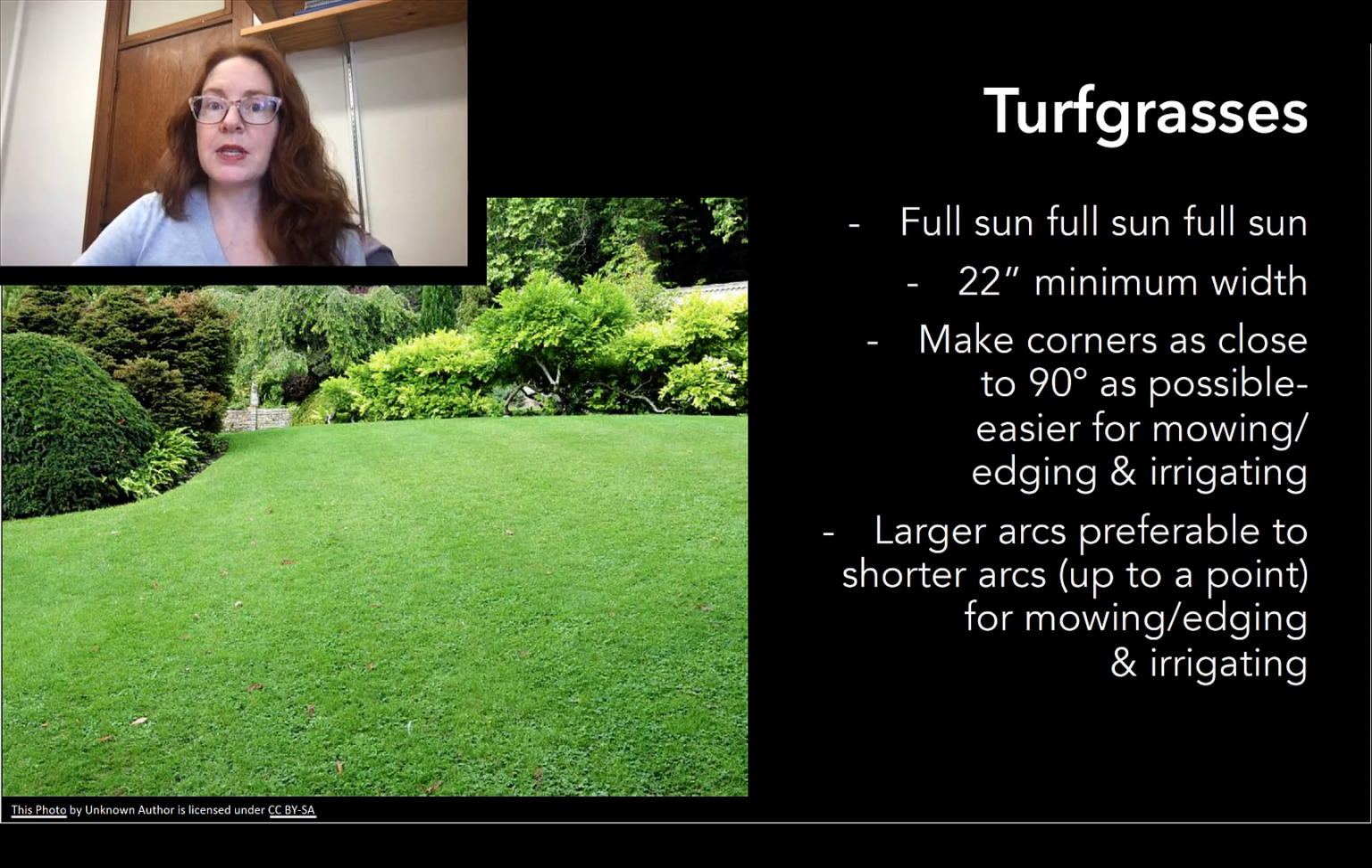So I've broken up this lecture into the categories of plant forms, like the ones that were covered during the schematic plant form and functional type lecture. So we're going to start with turf grasses.